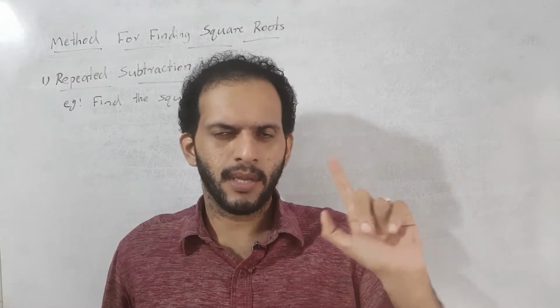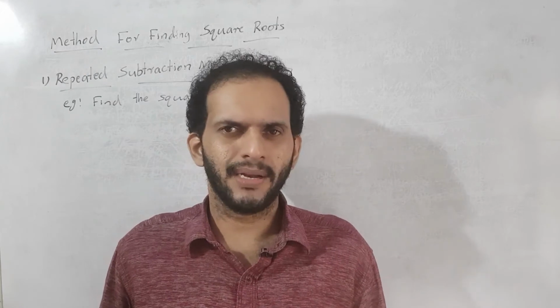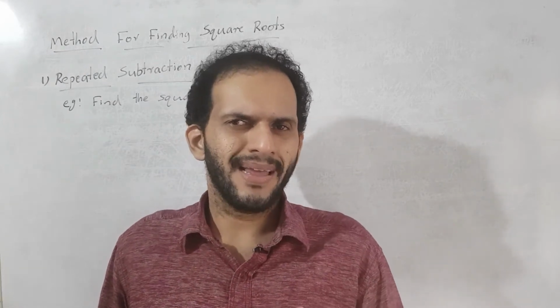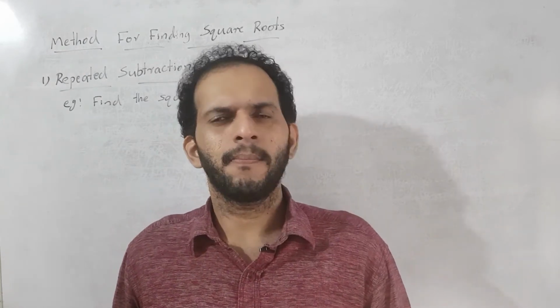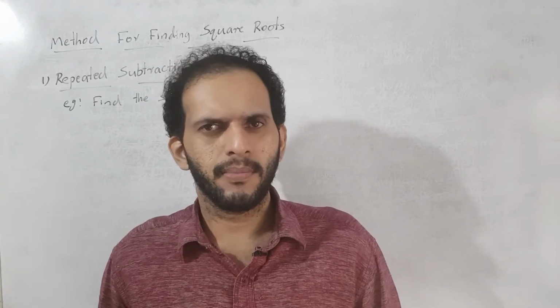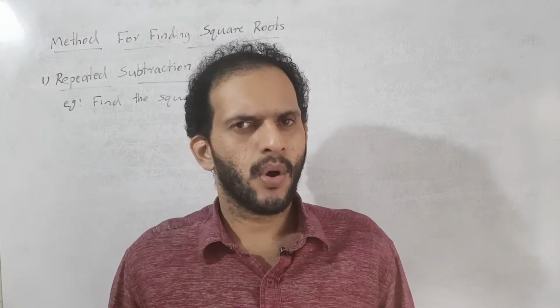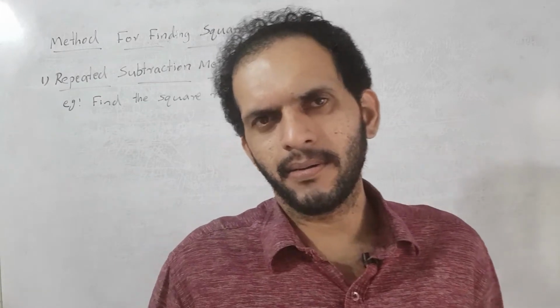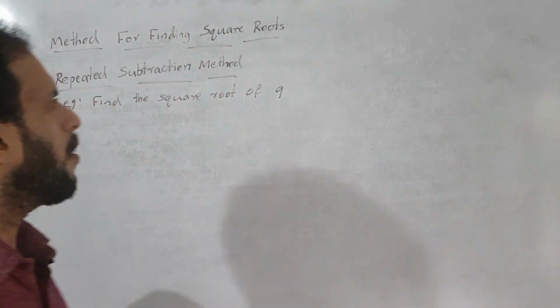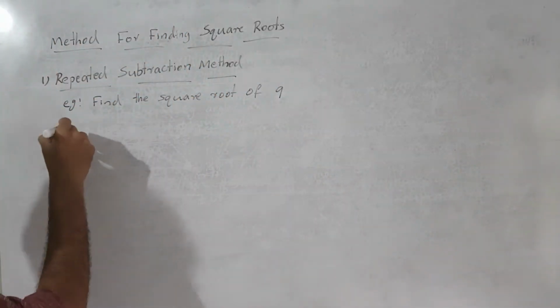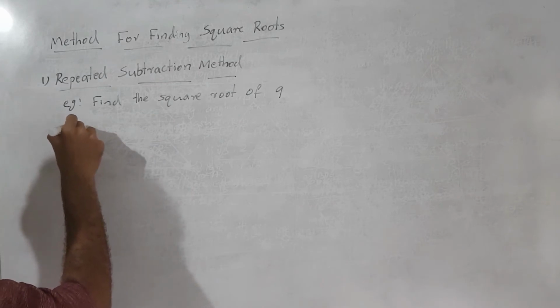That is 3. That means the square root of 9 is 3. We know that. Then we are just explaining the idea by using the repeated subtraction method. Here we are finding the square root of 9 by using the repeated subtraction method. Then for that, how do we start? The number is very important.